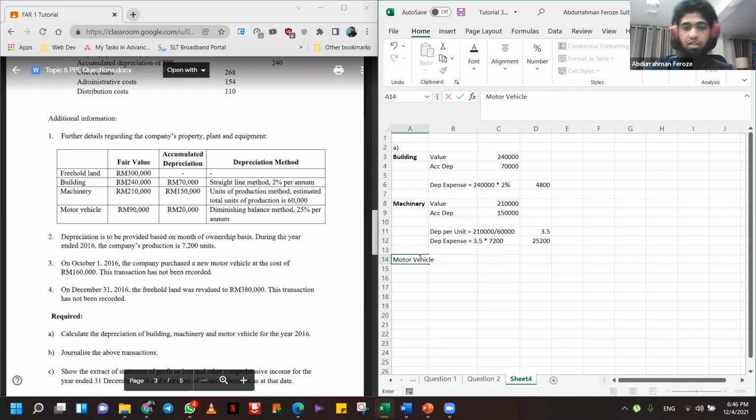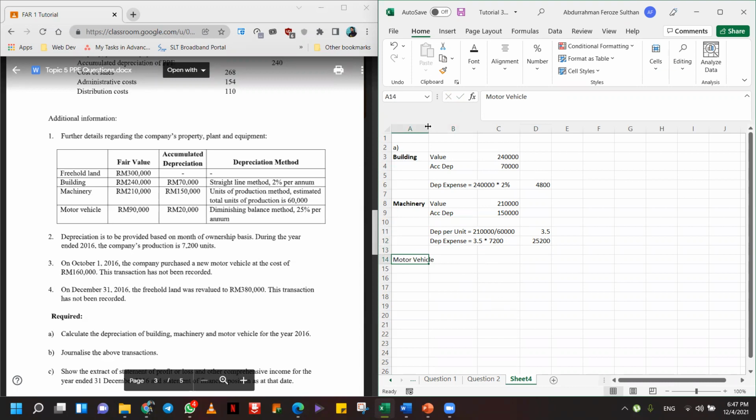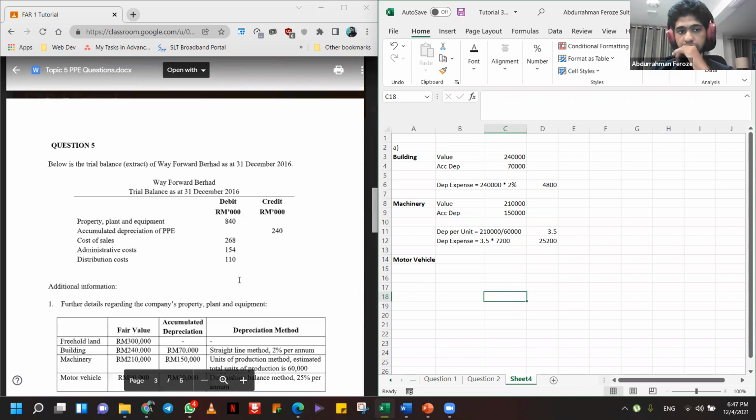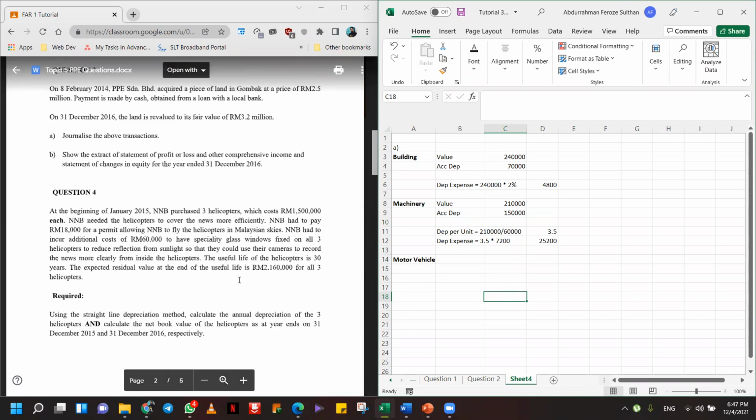Okay, this is a little more complicated, you could say. I am a bit confused about how we calculate the depreciation per unit, because there is no useful life, like we had in question one. Question two, how did you get 7,200?